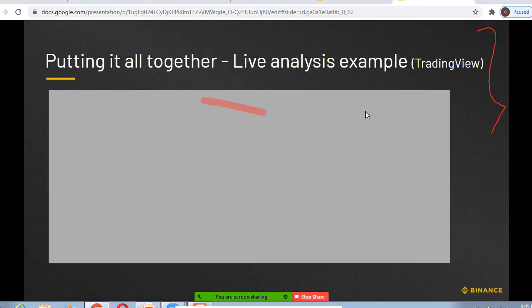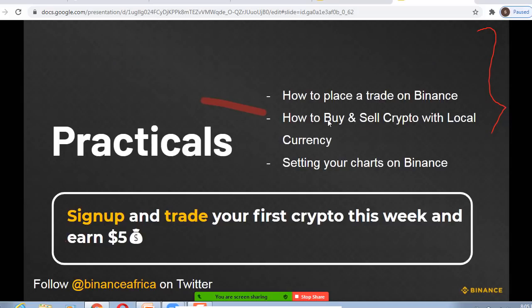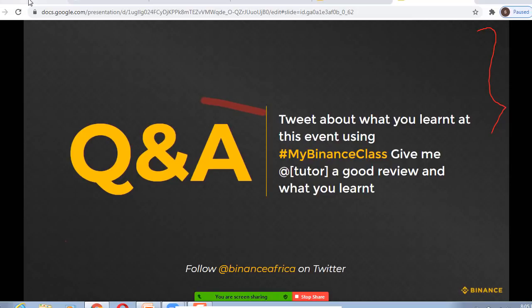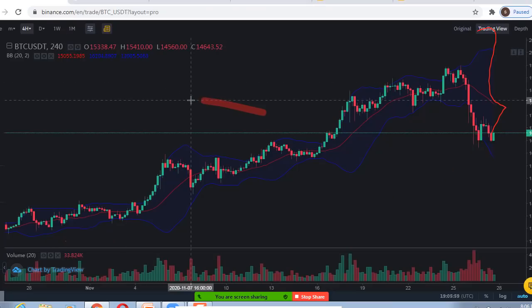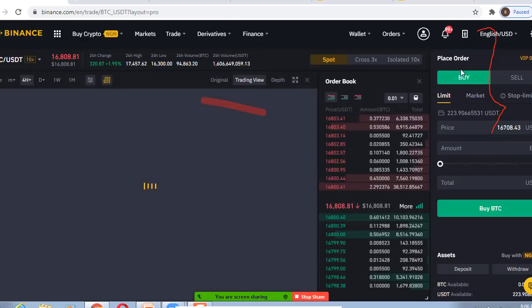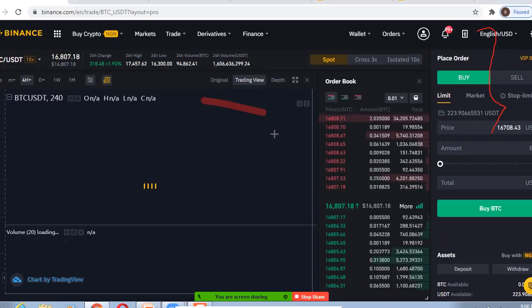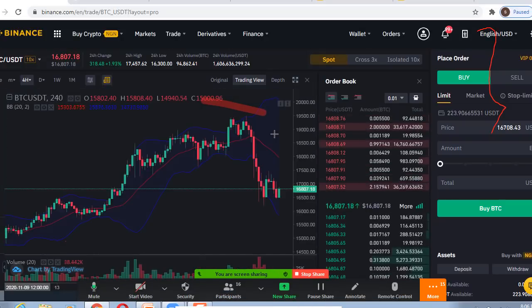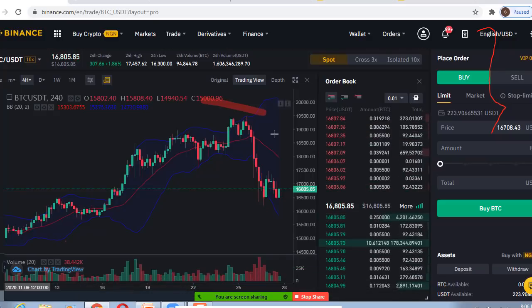Now, it's time for you to get your questions ready. But before you get your questions ready, I want to show you how to deposit with your Naira. Very important. So that as we end the class, you can do it practically with me right now. How to deposit with your Naira so that you can buy cryptocurrency with your Naira.